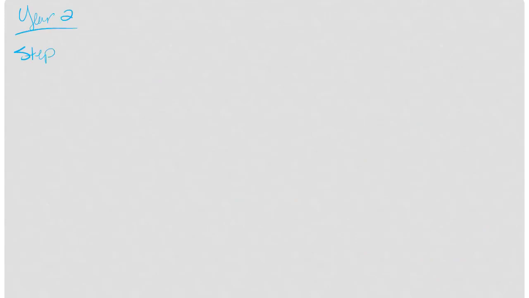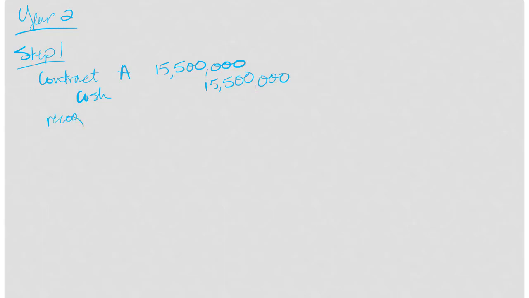So step number 1, again, is record the costs. Remember, this would be a bunch of different entries. We're going to do it in just one that summarizes it. We're going to debit our contract asset for $15,500,000. That's that number from our table. And again, I could use cash, wages payable, inventory, supplies. I'm just going to use cash for simplicity. But it would be whatever asset we'd used or liability we'd incurred. This is to recognize the costs of construction.